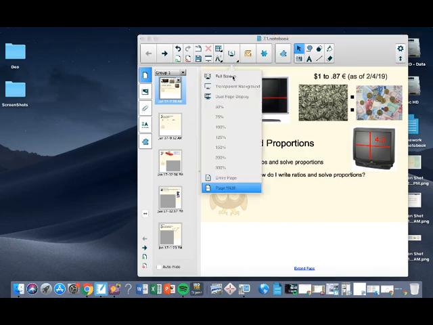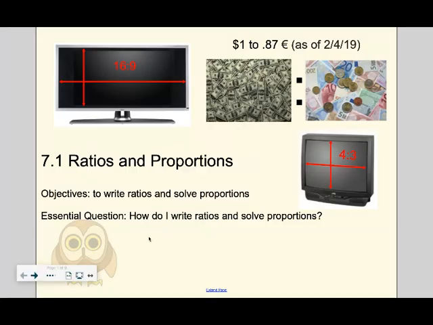Hello class and welcome to today's lesson on 7.1. We're going to be talking about today ratios and proportions. Our objective today is to write ratios and solve proportions. Our essential question is, how do I write ratios and solve proportions?